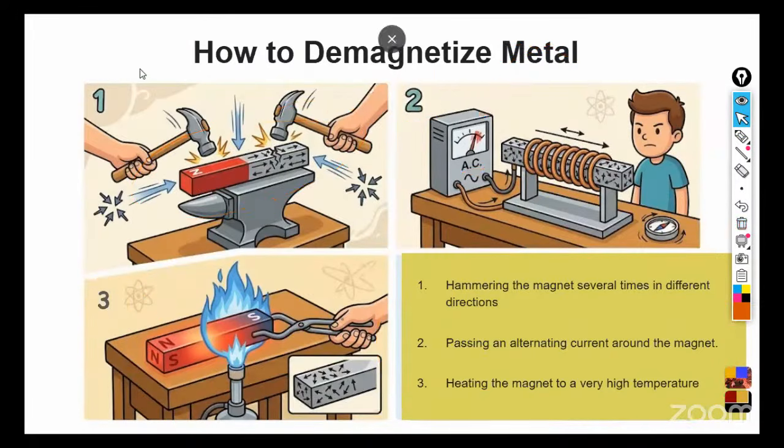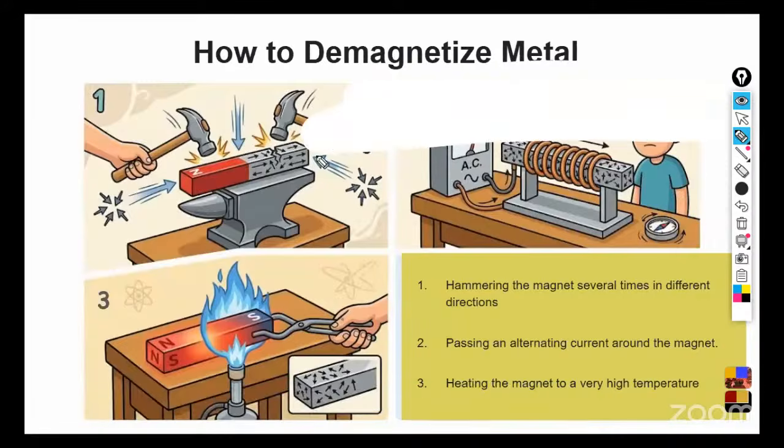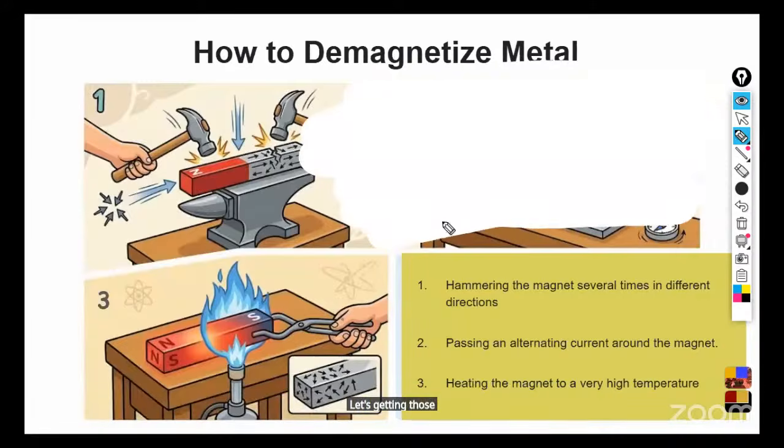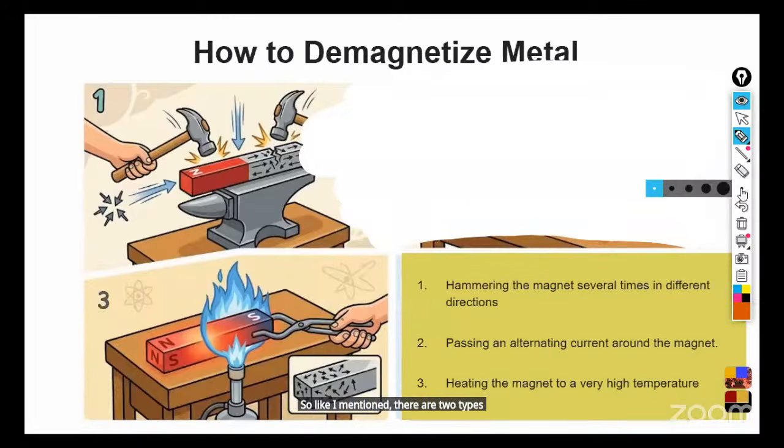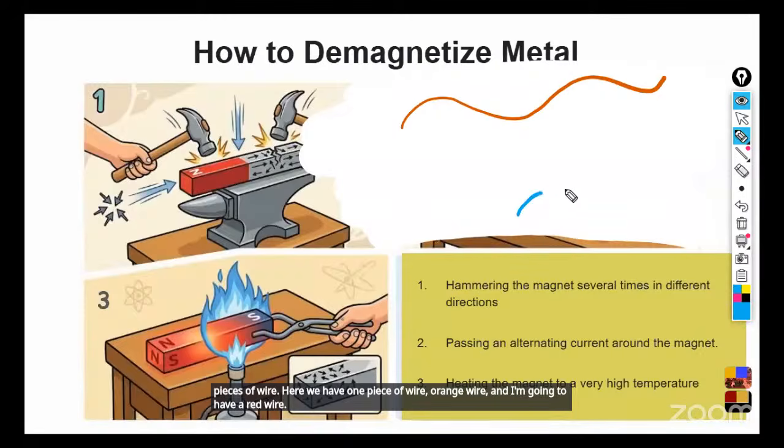All right, so I just want to explain quickly the difference between AC and DC current, right? I'll just clear a little space over here. So like I mentioned, there are two types of current. Let's say you have two pieces of wire. Here we have one piece of wire, an orange wire, and I'm going to have a red one. Well, the red doesn't show there. We have a blue piece of wire.